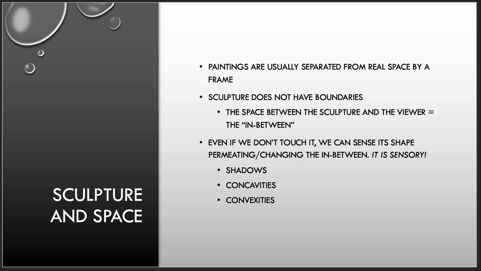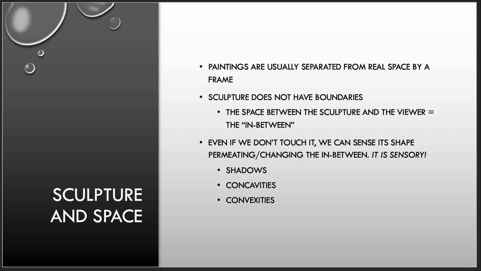Okay, so let's think about sculpture and space. Whenever you come across any art critic or just anyone making a comment about sculpture, they're usually going to discuss the use of space. So a painting is usually separated from real space by a frame, but sculpture doesn't have any boundaries. With a sculpture, there's a space between you, the viewer, and the sculpture itself. And what we call that is the in-between.